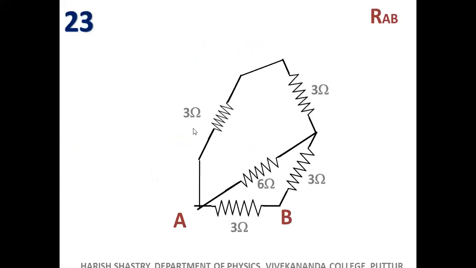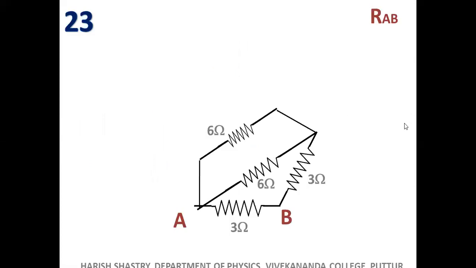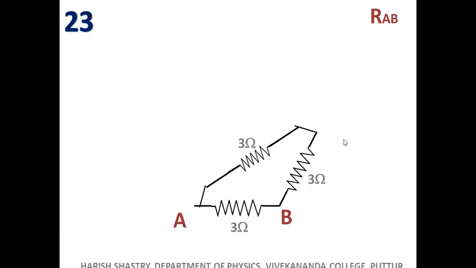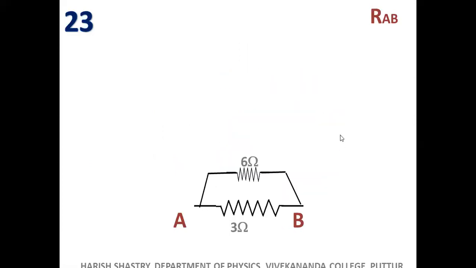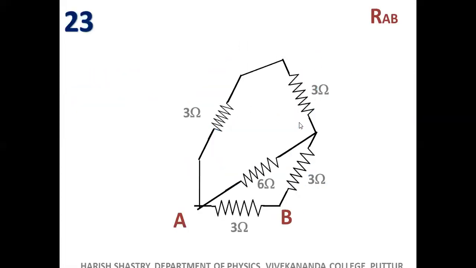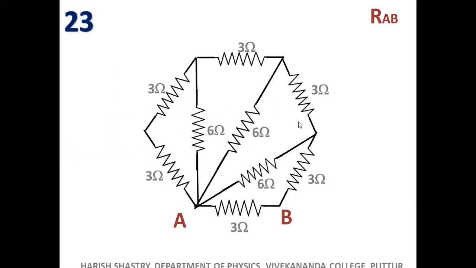This is again 6. And that 6 is in parallel with this 6. And so many 6s. And 3 series 3, and it is like 6 ohm. Again 6 parallel 3. And 6 parallel 3 is 2 ohm. So that is between A and B. You can start guessing it from here only now.